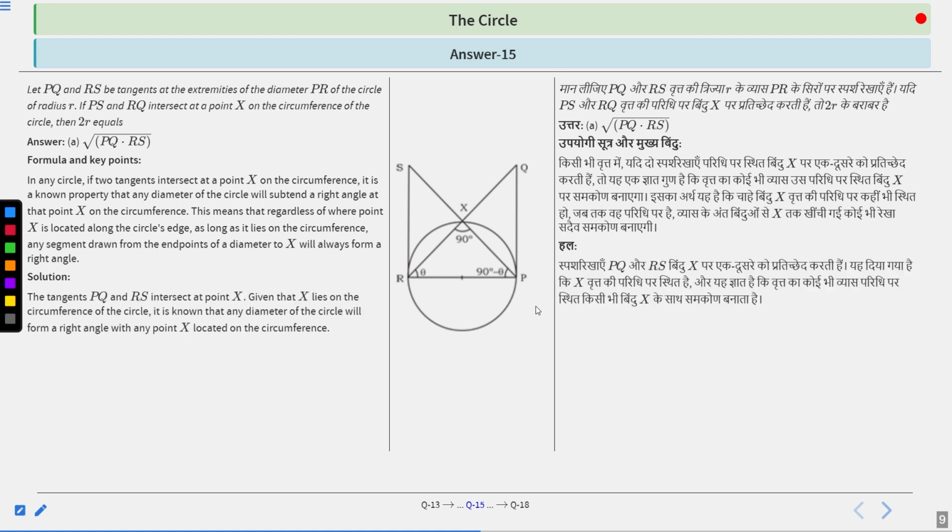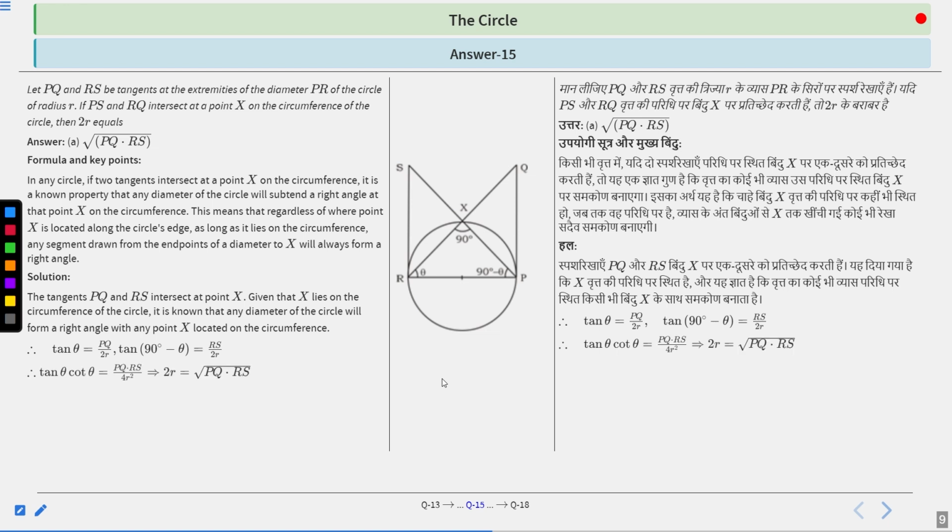So the solution: the tangents PQ and RS intersect at point X, given that X lies on the circumference of the circle. It is known that any diameter of the circle will form a right angle with the point X located on the circumference. From the figure, tan theta will be PQ upon 2R, that means PQ upon RP. Also, tan (90 minus theta) is basically RS upon 2R, which is PR.